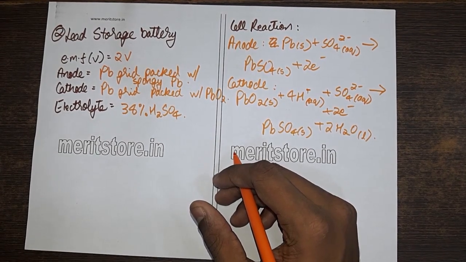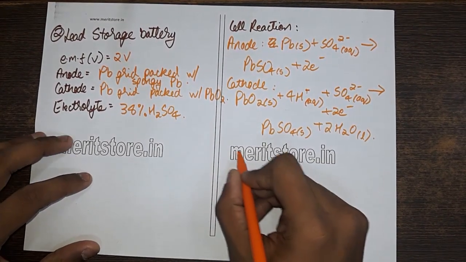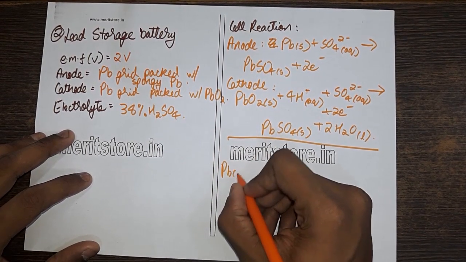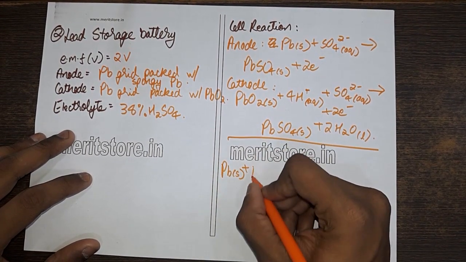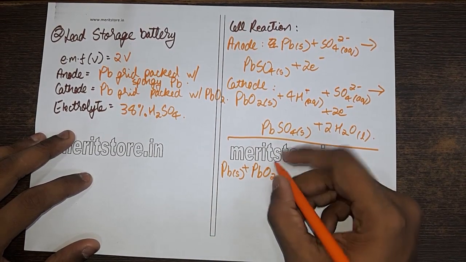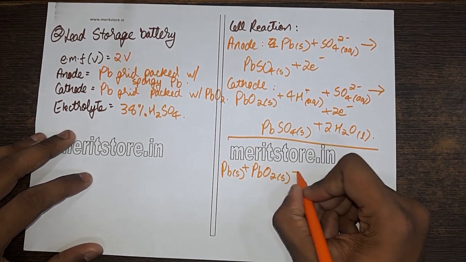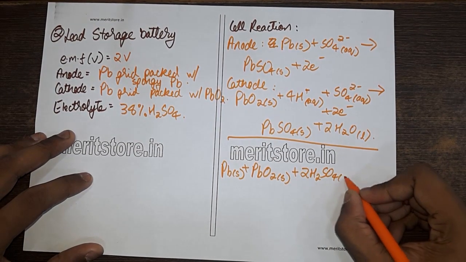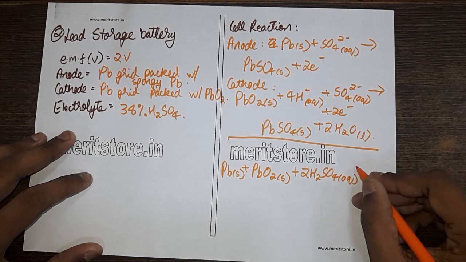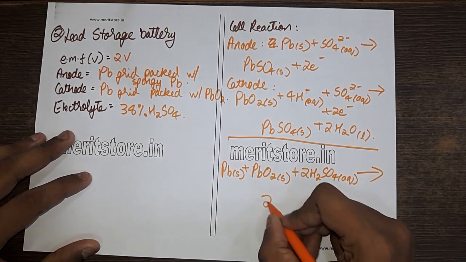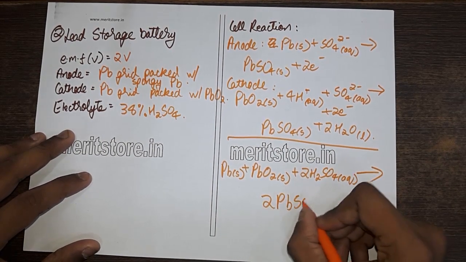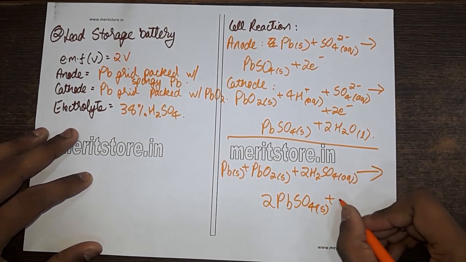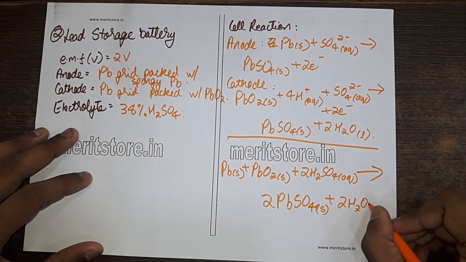The overall reaction can be written as lead in the solid state plus PbO2 in the solid state plus 2H2SO4 in the aqueous state, giving us 2PbSO4 in the solid state plus 2H2O in the liquid state.